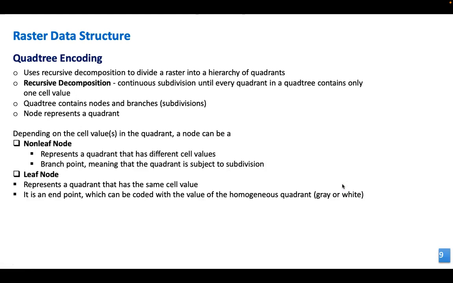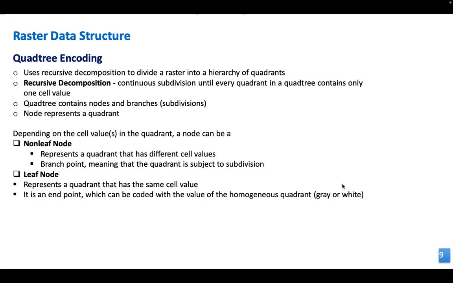Quadtree encoding uses recursive decomposition to divide a raster into a hierarchy of quadrants. Recursive decomposition is continuous subdivision until every quadrant is a quadtree containing only one cell value. A quadtree contains nodes and branches, which are also called subdivisions. A node represents a quadrant. Depending on the cell value in the quadrant, a node can be a branch point, meaning that the quadrant is subject to subdivision.